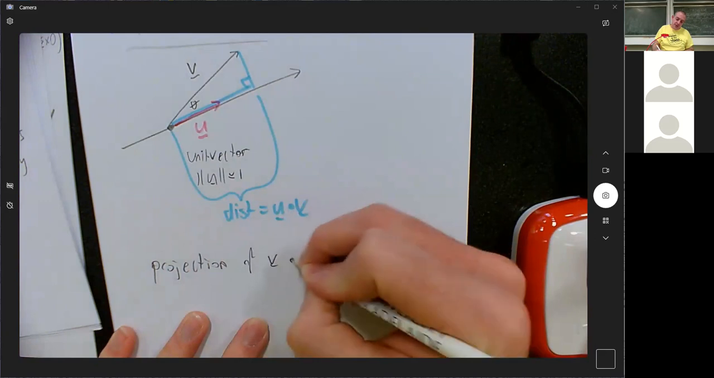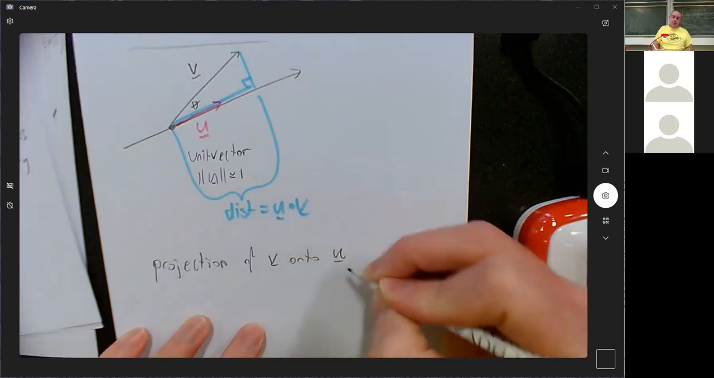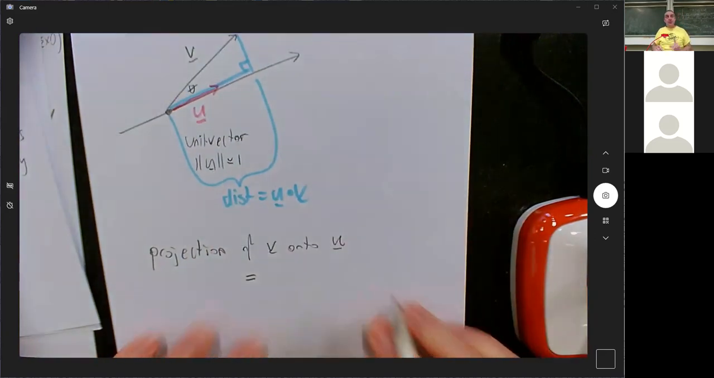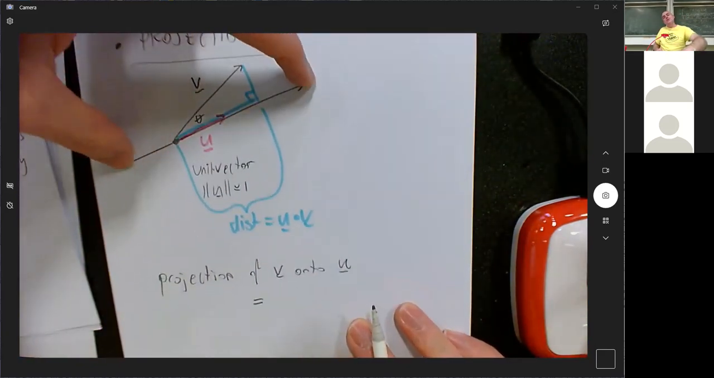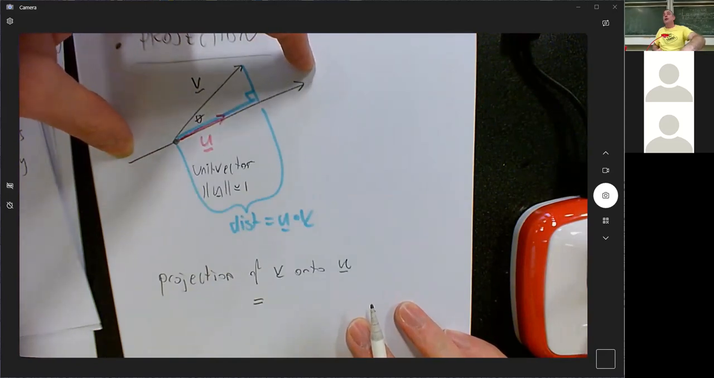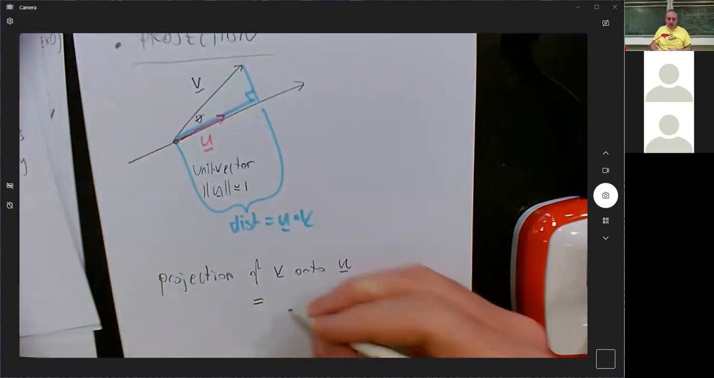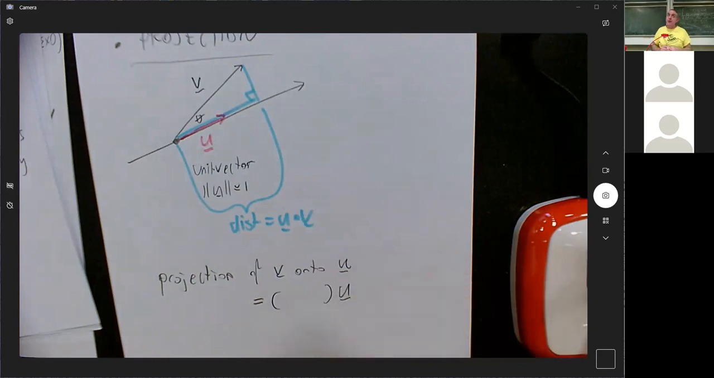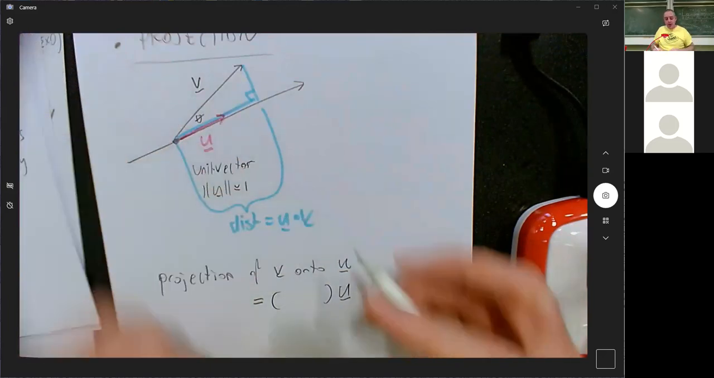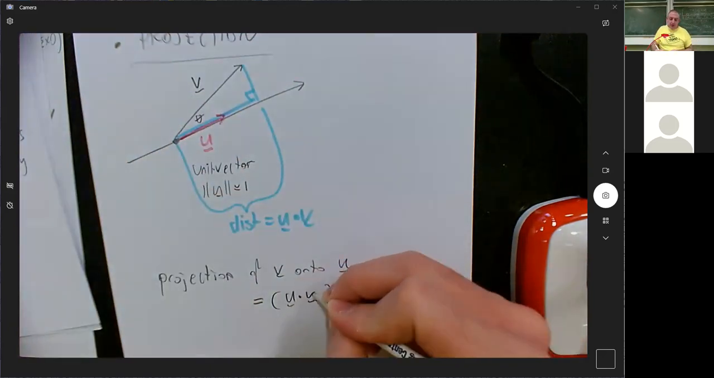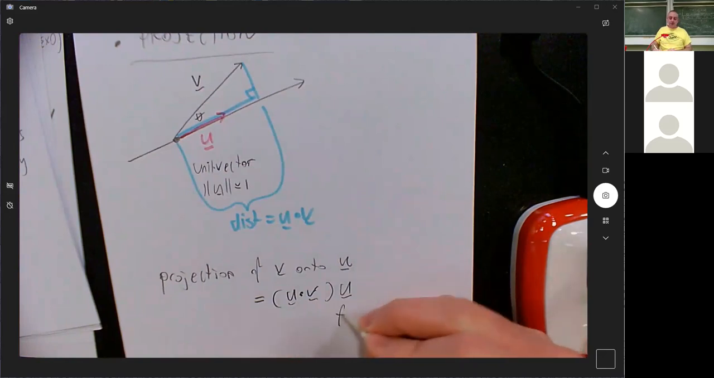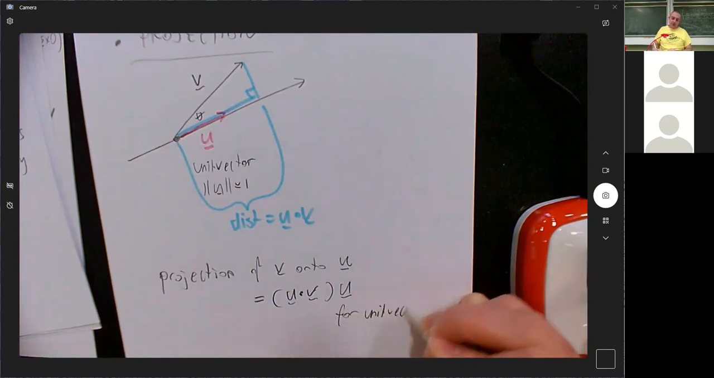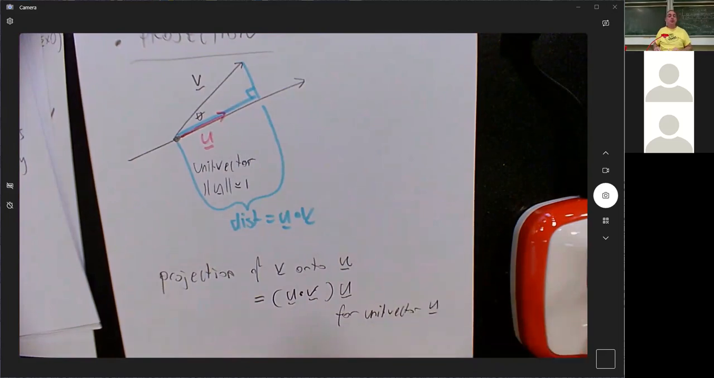So because of this, the projection of v onto u, if u is a unit vector, is definitely something that's in the same direction as u, right? Because it's on this line. And so it has to be something times u. And u is a unit vector, and if I want to make the vector this long, I should multiply by that length.